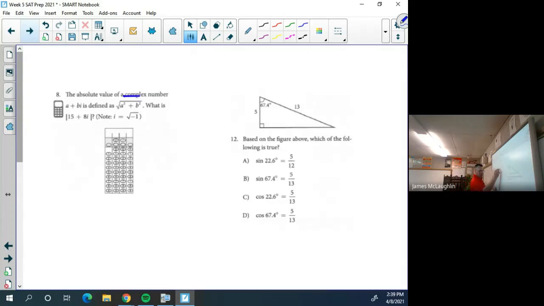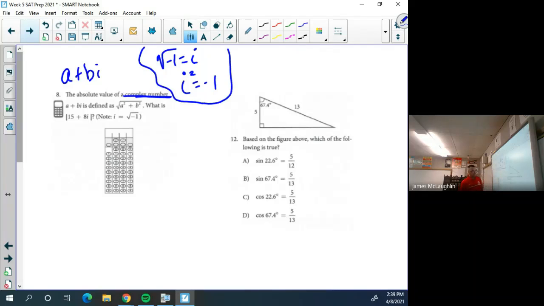Another complex number problem, right? Again, complex numbers come in the form of a plus bi. We know that the square root of negative 1 is equal to i, and we also know that i squared is equal to negative 1. Kind of using that note. All right. The absolute value of a complex number is the square root of a squared plus b squared. And we're looking at an a of 15 and a b of 8.